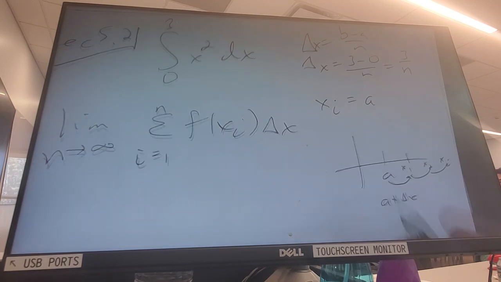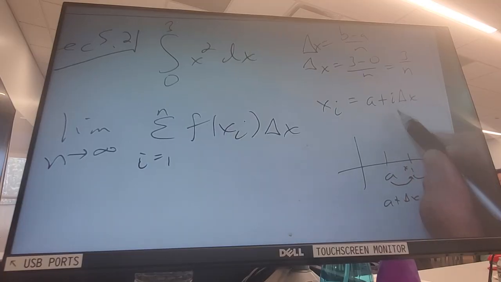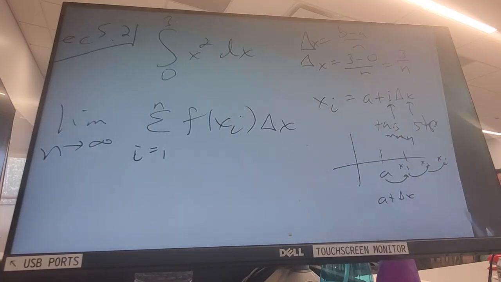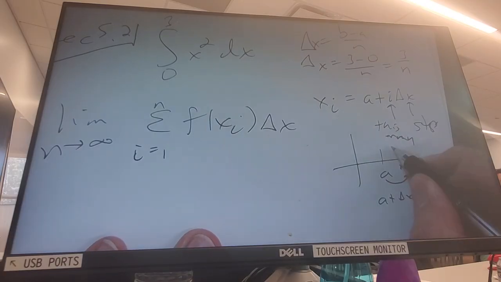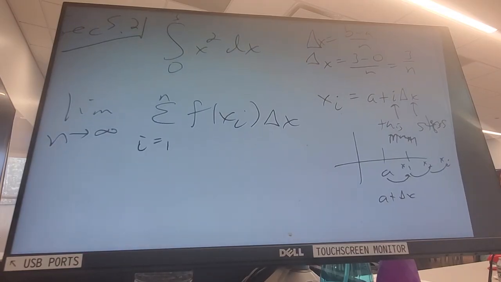Sorry. So we know what delta x is. So xi in general is A plus i delta x. This many steps. I desperately try, even though I can't write in English, this many. I don't like vowels. Okay, this many steps. I try to get people to understand you can read a lot of mathematics in English. Start at A, go i steps. That's what that says. That's how I get to the ith rectangle.